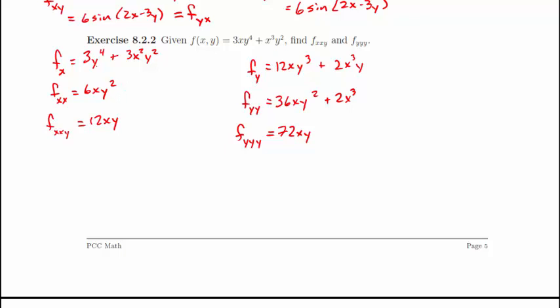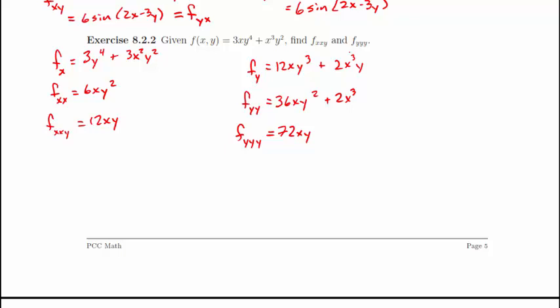Here 3y to the fourth is a constant, so that's going to go away. Here the 2 comes down to give us a 6x. The y squared is thought of as a constant, so it just sticks around. And now I take the derivative with respect to y, so 6x is thought of as a constant now. The 2 comes down to make a 12xy to the first.